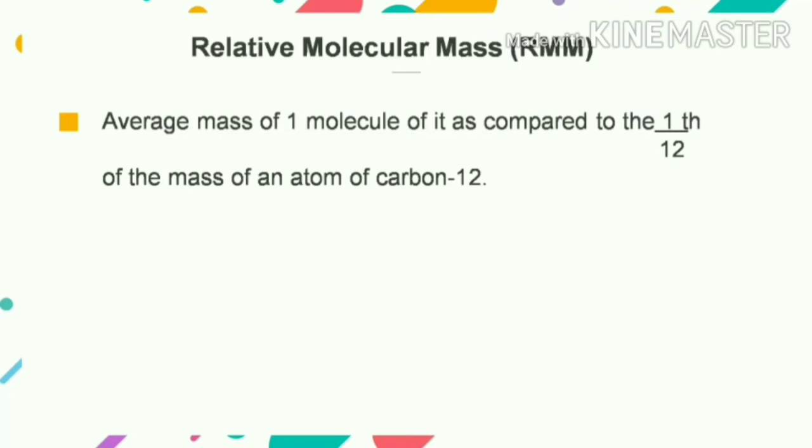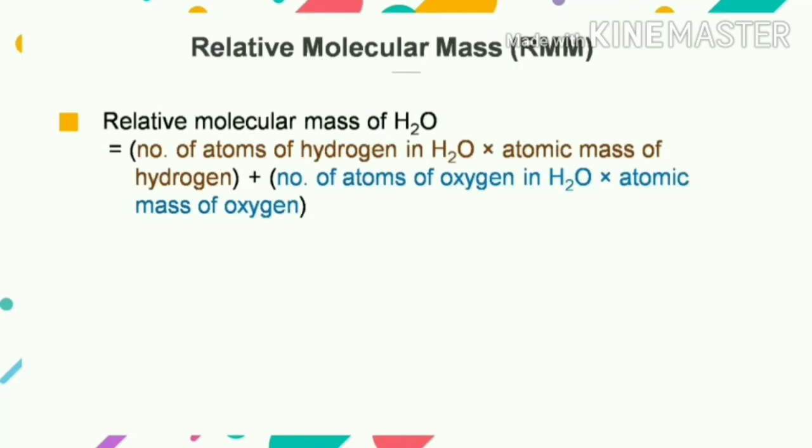For calculating the relative molecular mass, multiply each element's atomic mass by the number of atoms of that element in the molecule and then add these values. For example, let's calculate the relative molecular mass of water, that is H2O.